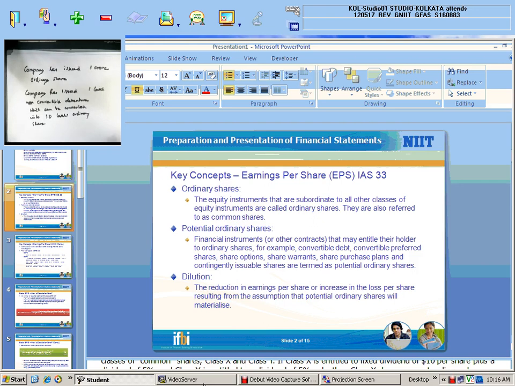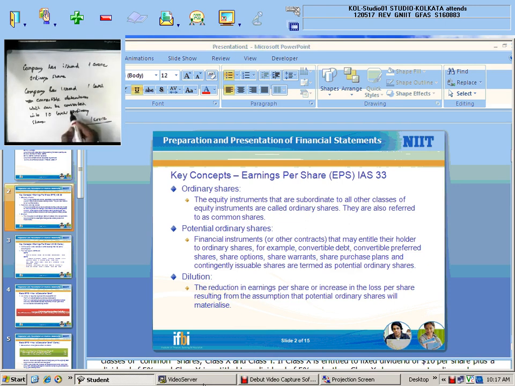Now supposing the company has earned a profit, after paying dividends to the preferred shareholders etc., of 1 crore. If we do not consider dilution, that means we do not assume that these debentures have been converted into ordinary shares, our basic earning per share will be 1 crore of profit divided by 1 crore ordinary shares issued, so 1 rupee earning per share. But if we consider dilution, then we take the number of shares as 1 crore plus 10 lakhs, so 1.1 crores. The diluted earning per share will be 1 crore divided by 1.1 crores, which will be less than 1 rupee per share.